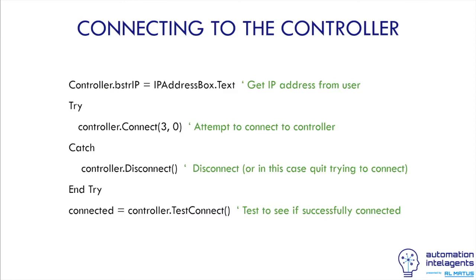So one of the first things we have to do is to get the IP address from the user. Then you want to use the error handling commands of try and catch to make an attempt to connect to the controller. If it doesn't connect, then you need to disconnect it so it will stop the retry, because it will try multiple times before it times out. And if it does connect, there is a test connect method that you can use to set a flag.